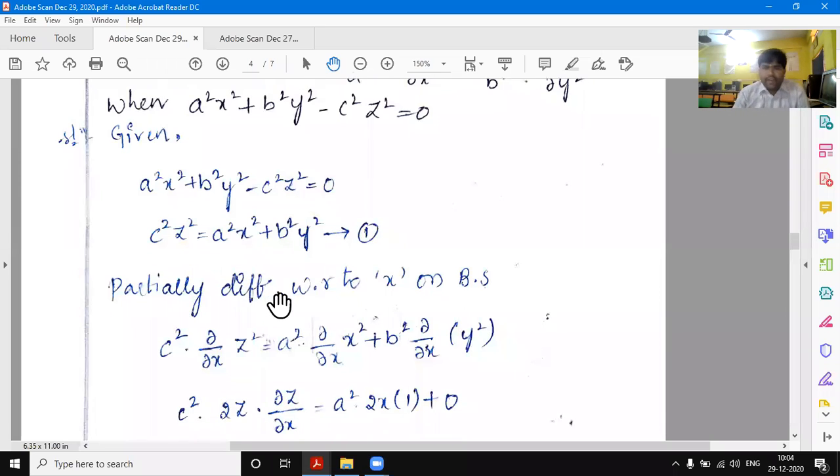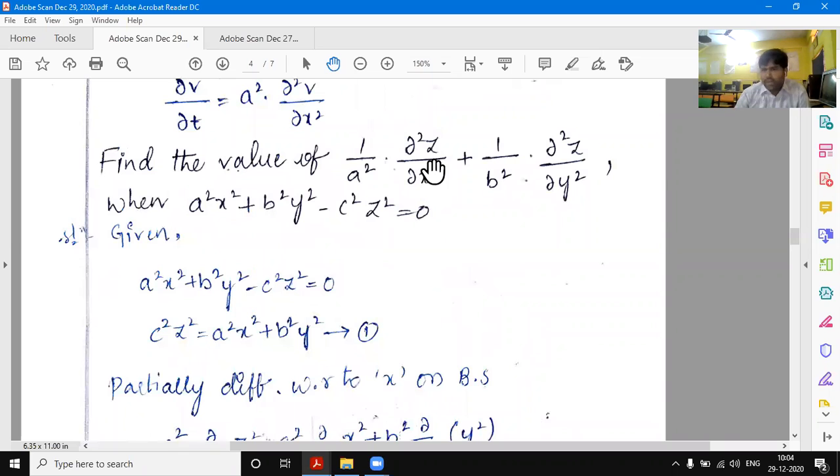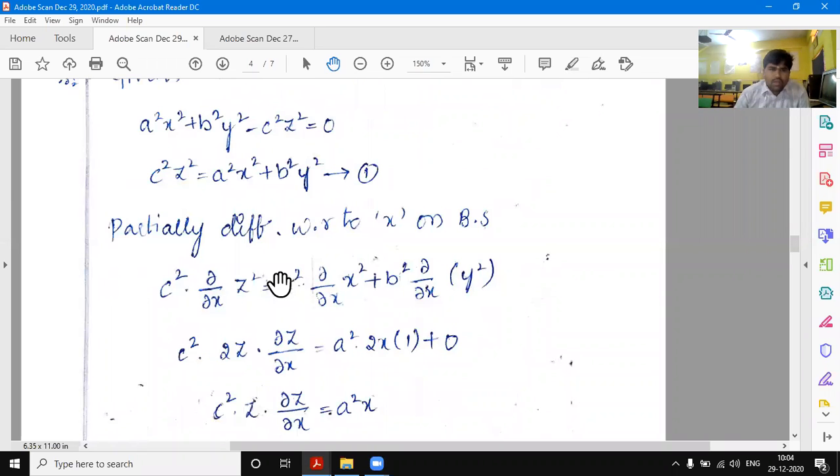So partially differentiate with respect to x on both sides. This equation we have to partially differentiate with respect to x. Okay, then what happened? Z is also, z contains x and y terms.